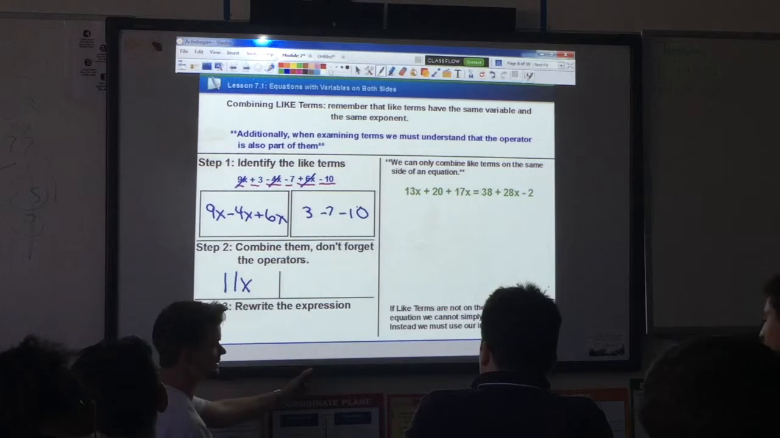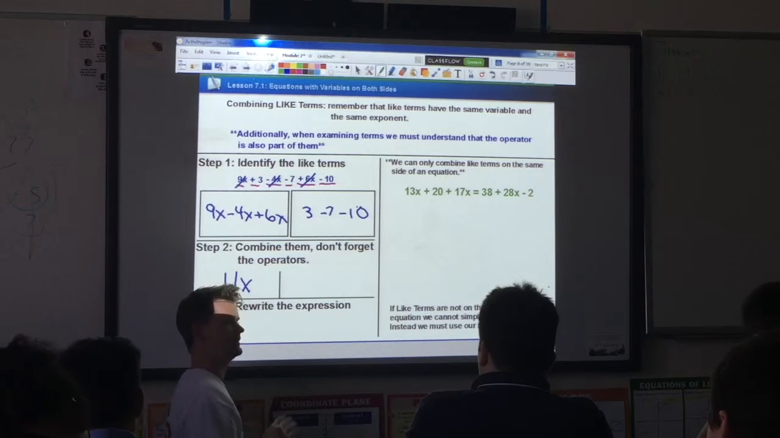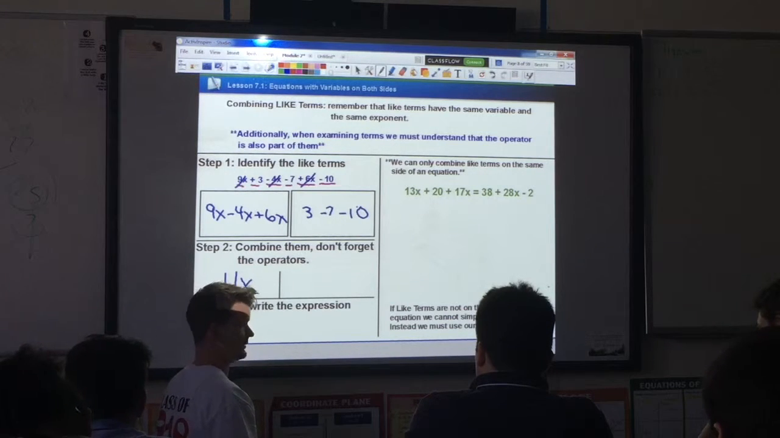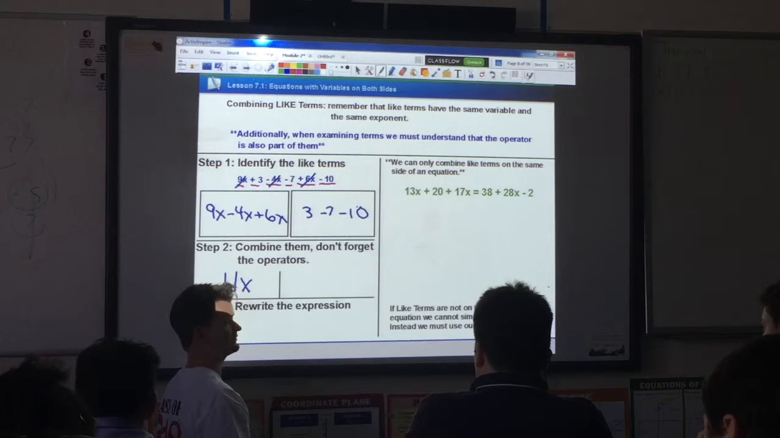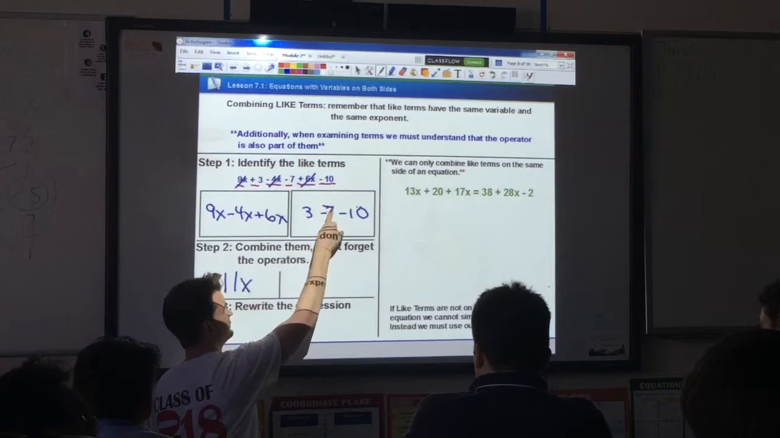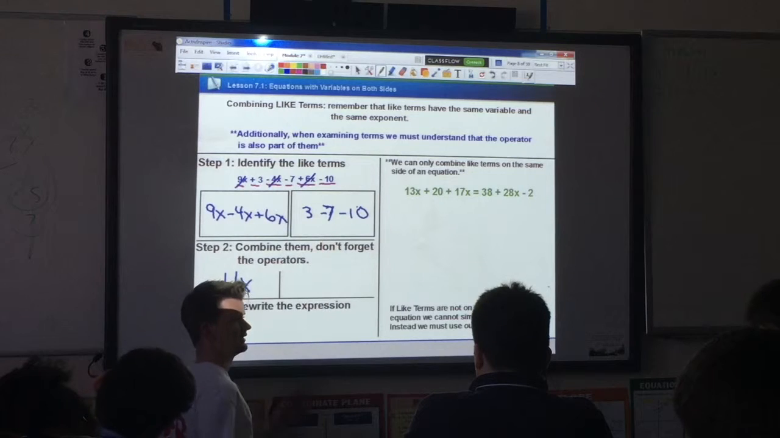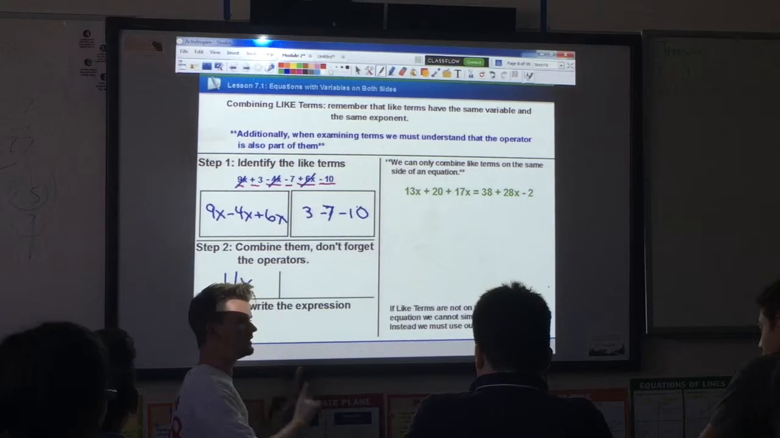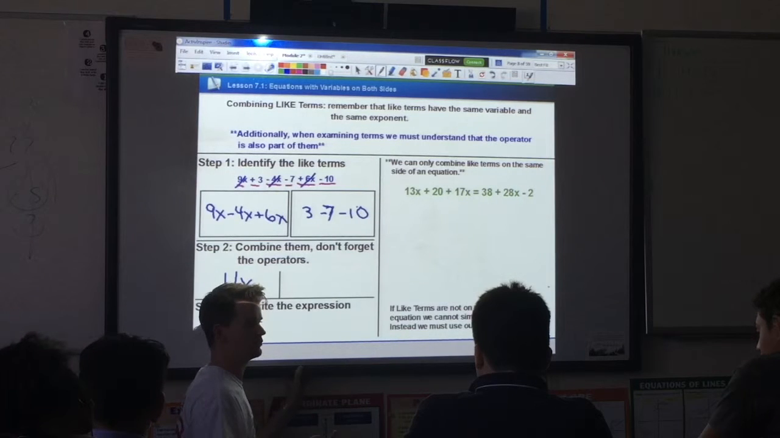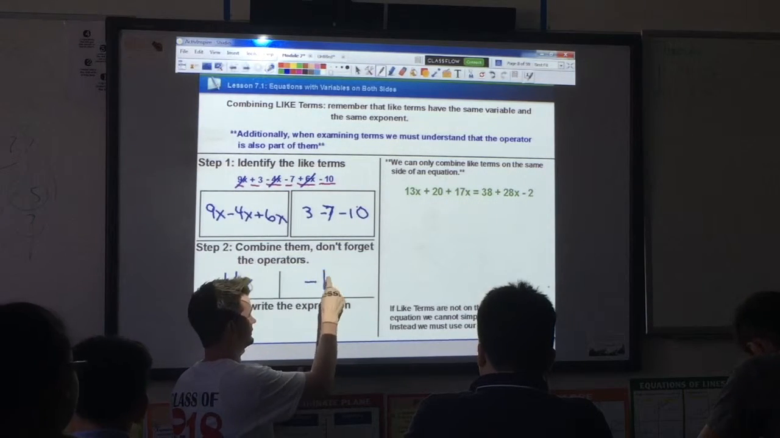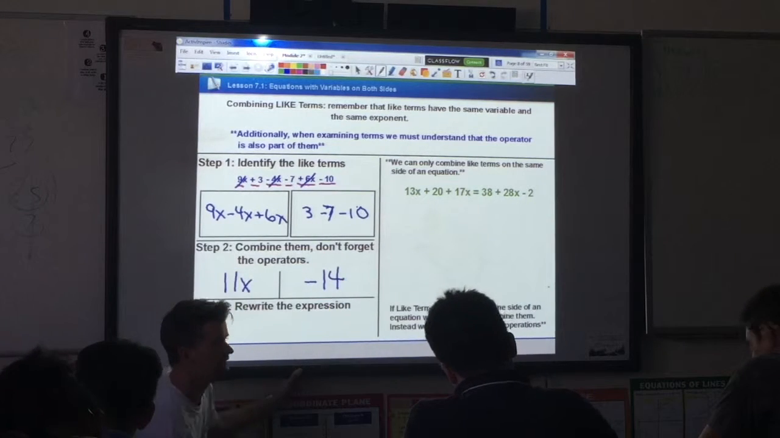Now we work with combining the constants. Be careful here. This is just simple addition and subtraction. Sometimes you will have negative numbers, and you have to know how to do these. What's 3 minus 7? Negative 4. Hold that in your head. Now we have negative 4 minus 10. What is negative 4 minus 10? Negative 14.